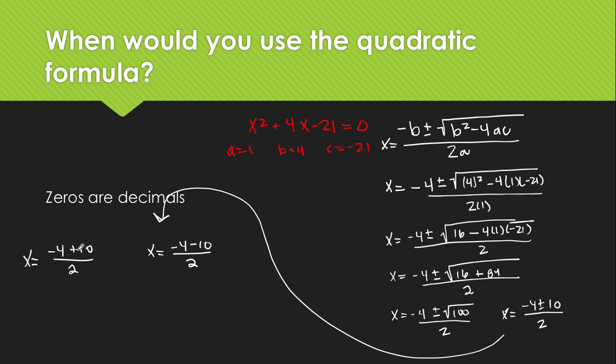So negative 4 plus 10, 6 divided by 2. Negative 4 minus 10, negative 14 divided by 2. 6 divided by 2 is 3. Negative 14 divided by 2, negative 7. Ta-da! Miss Patterson, that was long. I know. You got it, though.